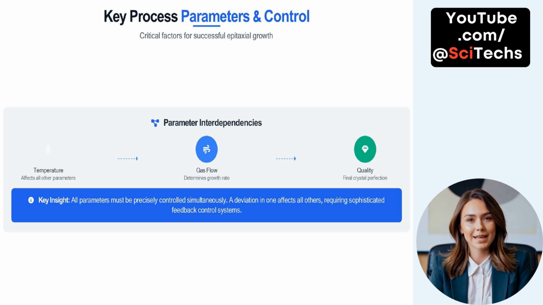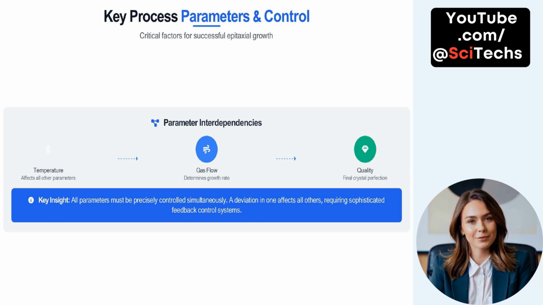Parameter interdependencies in epitaxial growth. Successful epitaxial growth requires precise coordination among several key process parameters, which are all interdependent. Temperature is the primary driver and has a cascading influence on the other parameters. Even small variations in temperature can shift reaction kinetics, alter gas phase dynamics, and impact deposition rates. Gas flow, for instance, determines the availability and concentration of precursor materials at the substrate surface. It directly affects the growth rate, uniformity, and material composition.